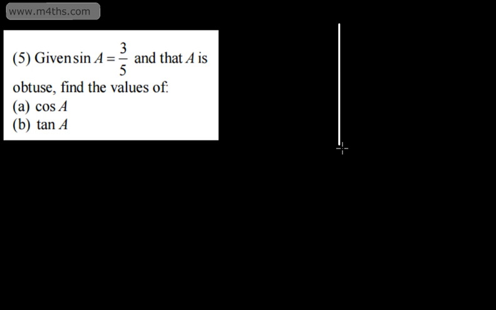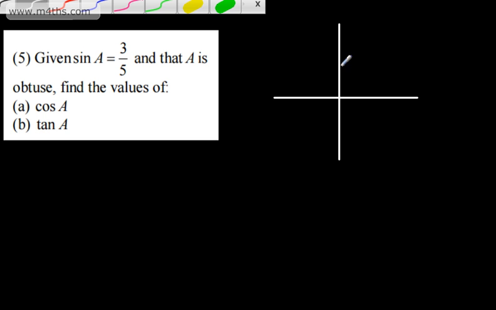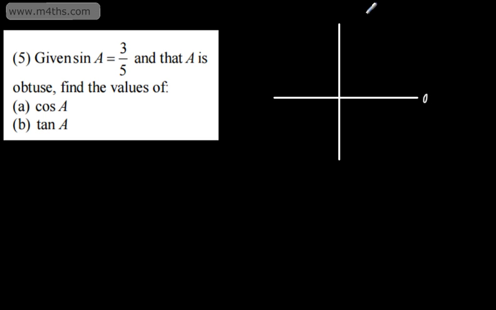So what we're going to have is the following: some coordinate axes that look like this. If we think about this, we've got an obtuse angle. This is 0, this is 90, or we could write pi by 2 radians. This is 180, or pi radians. This is 270, or 3 pi by 2 radians, and this is 360, or 2 pi.